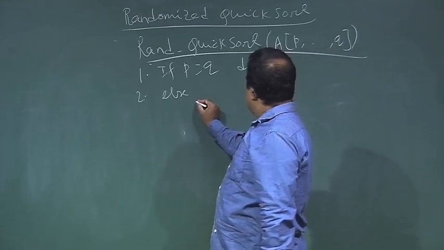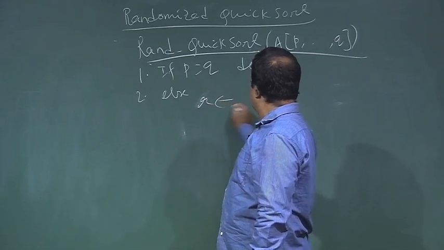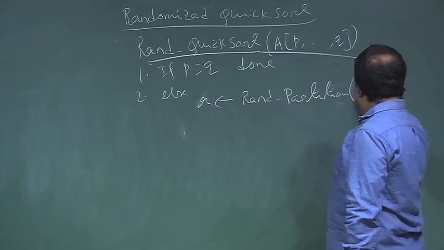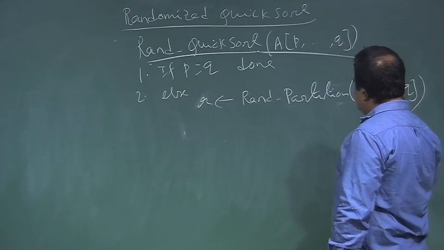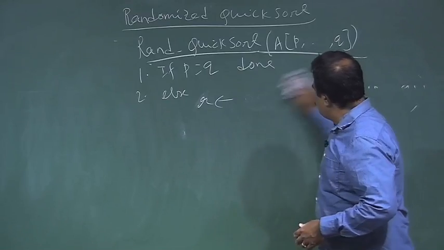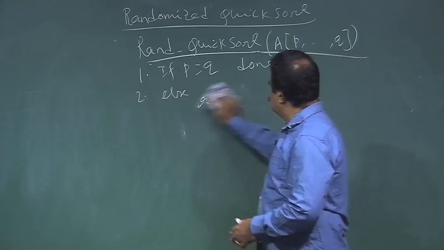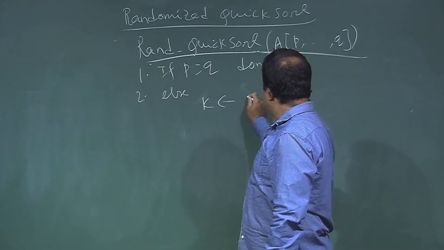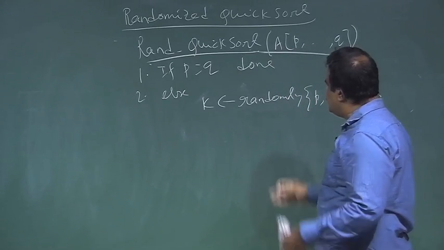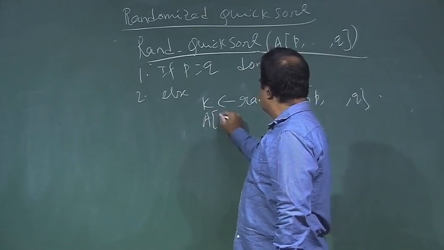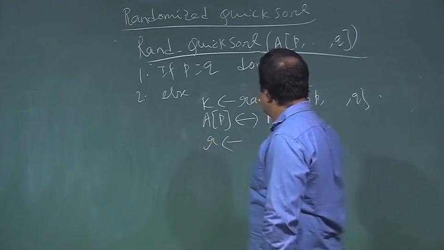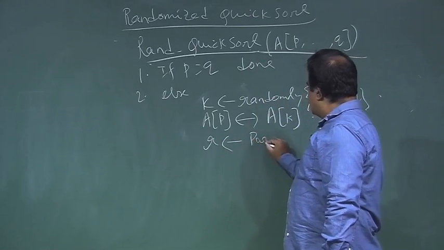So we call the else part, say r is equal to random partition from A[p] to A[q]. We will have to explain what the random partition is. Even if we want to use our original partition, which takes the first element as the pivot, what we do is choose a k randomly from this set. We generate a random number, we choose a k from this set, and then A[k] is our pivot. Now we exchange A[k] with A[p], because our partition takes the first element as the pivot. Then we call our original partition algorithm, where the first element is the pivot.